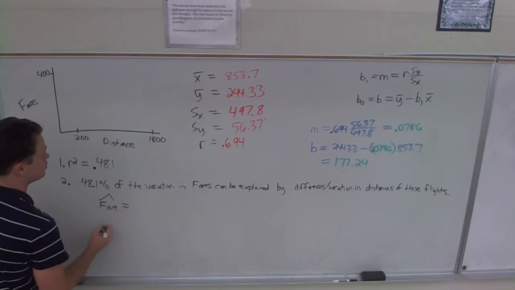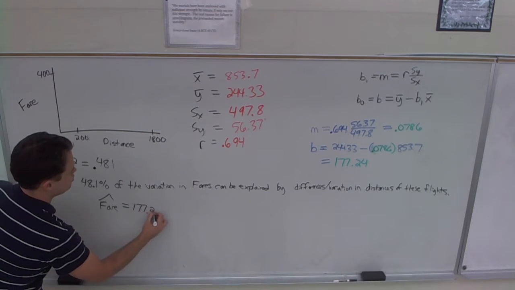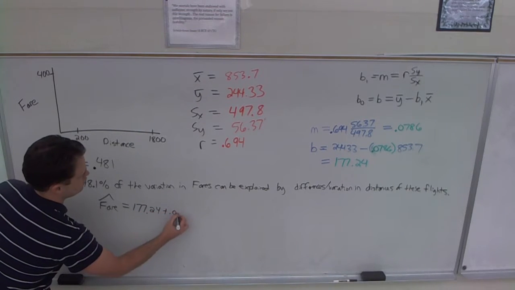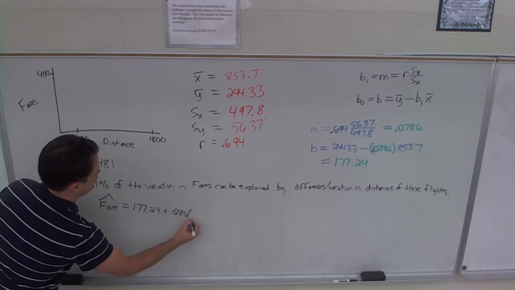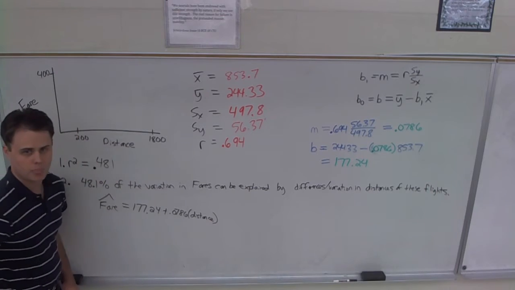Fare hat equals, and you write this however you want. I'm going to say 177.24 plus 0.0786 times distance. Okay.